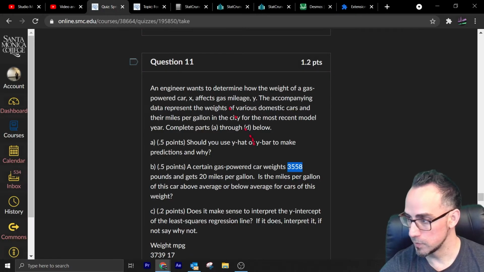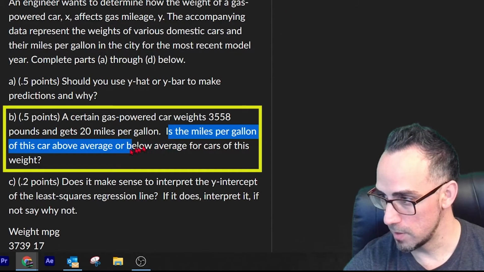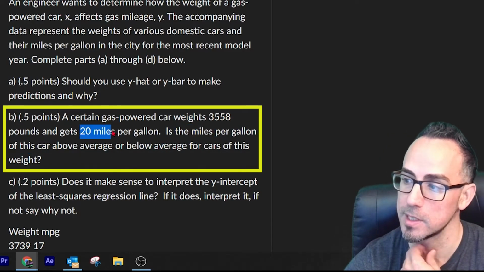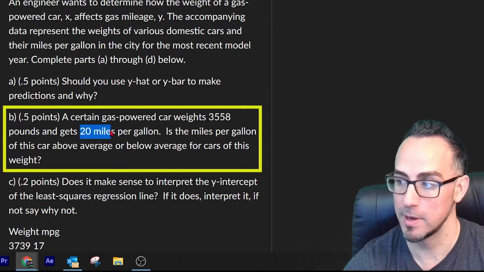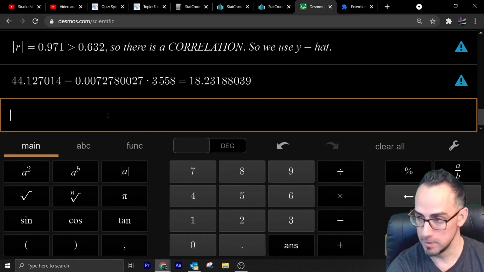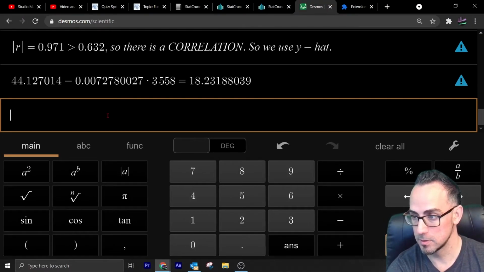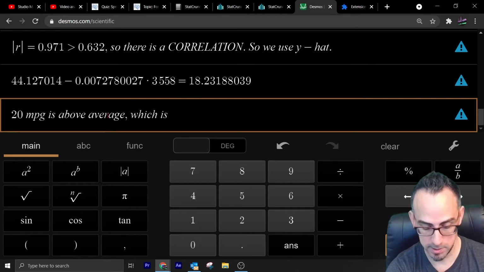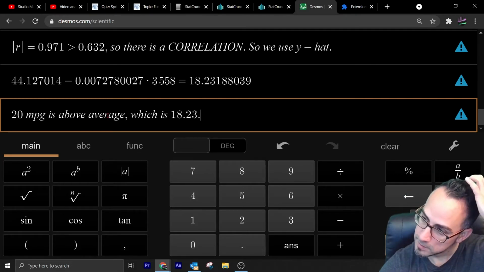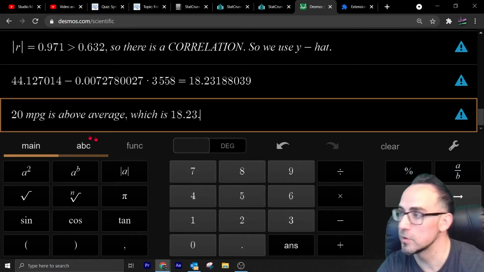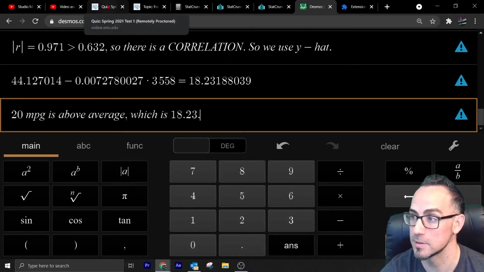What wording? Is the miles per gallon of this car above or below average? It's above average because he's getting 20, but we're predicting 18. So he's getting 2 miles better than what we predict. So we'll write that down, right? We'll say 20 miles per gallon is above average, which is 18.23. See? The person's getting 20, but we predict 18. So they're doing better than normal. That car is pretty gas efficient.